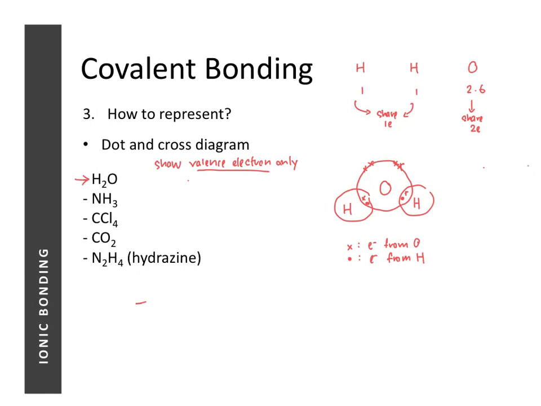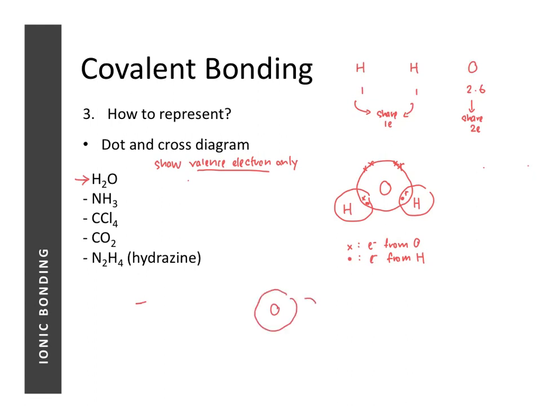So for example, in water the oxygen actually has an inner shell. If a question doesn't state to show only valence electrons, you will need to show your inner shell electrons as well. However, if it says that you only need to show valence shell, then there's no need to show your inner electrons.